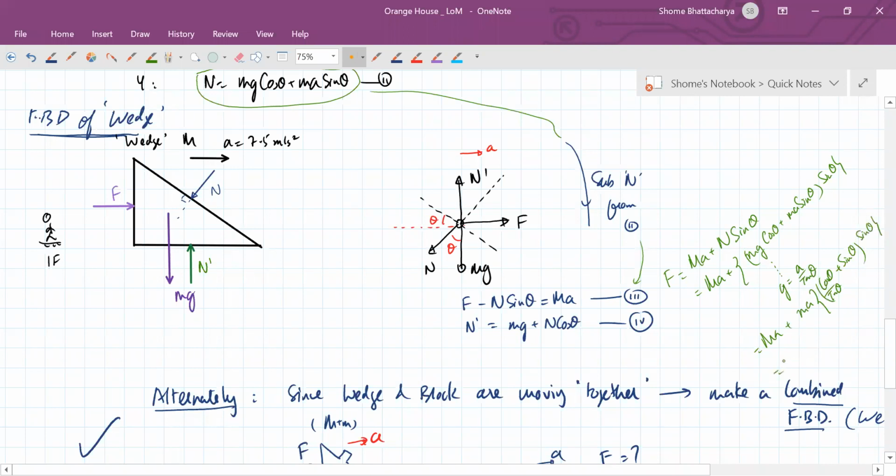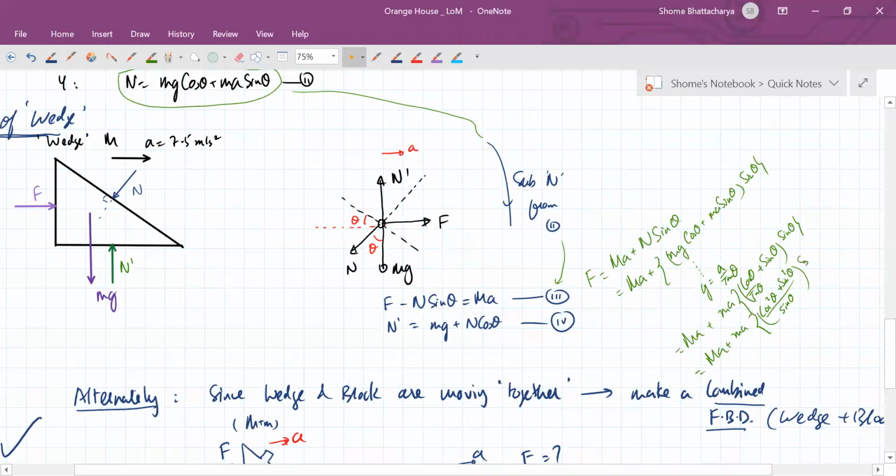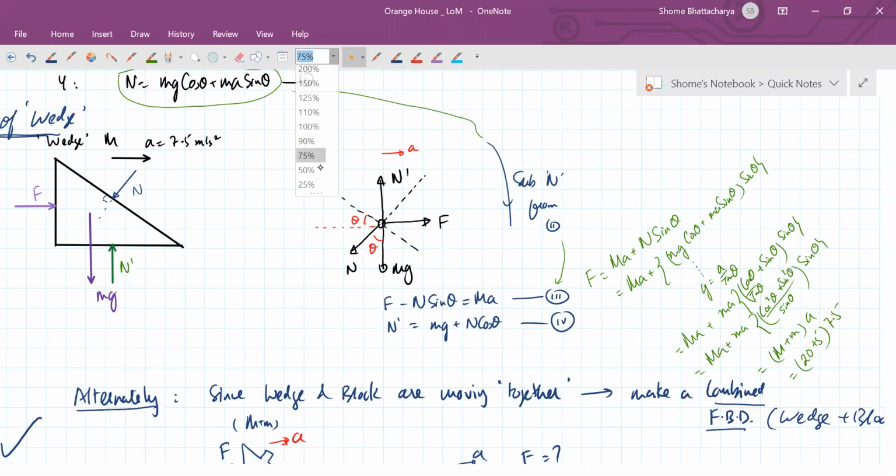When you substitute this, this will become ma plus small ma into cos square theta plus sin square theta, whole thing upon sin theta, into sin theta. So sin theta cancels out, cos square plus sin square is 1. So you will get M plus m times a, that is 20 plus 5 into 7.5. You get the same thing, but as I told you, more effort.